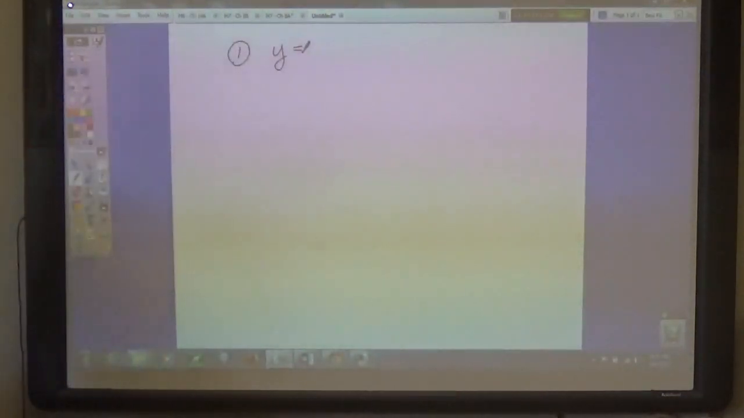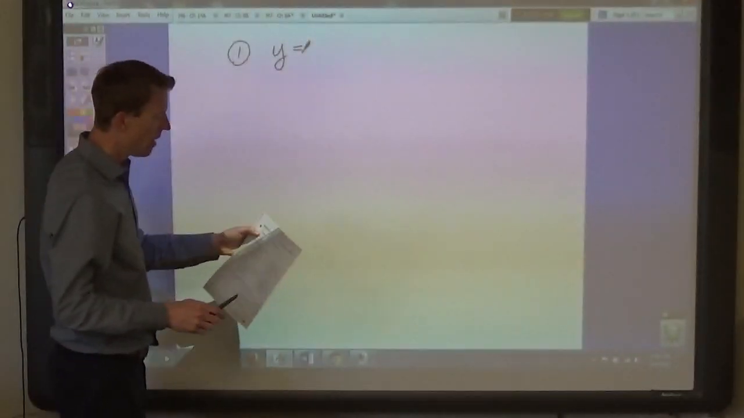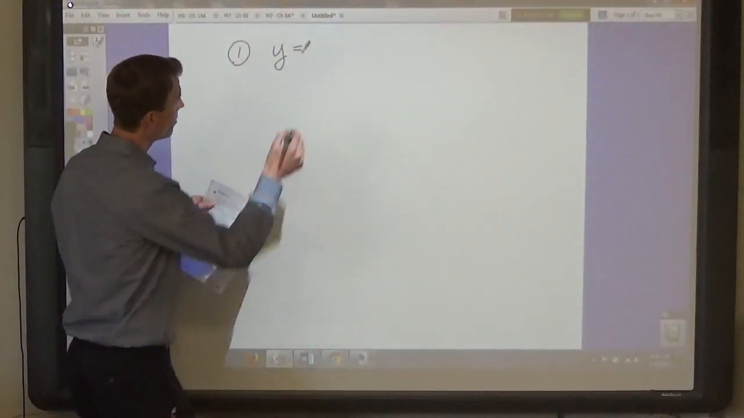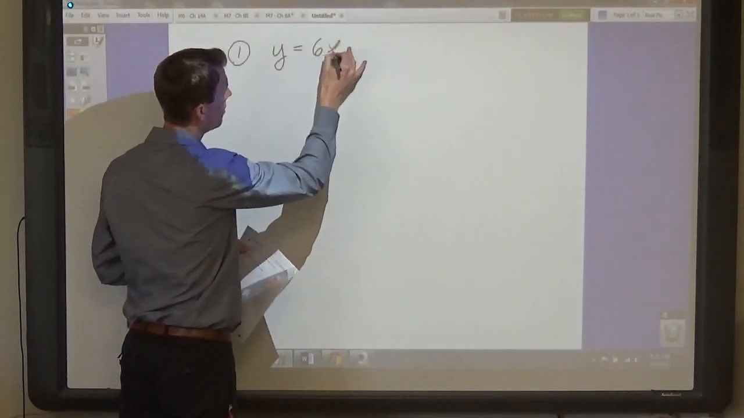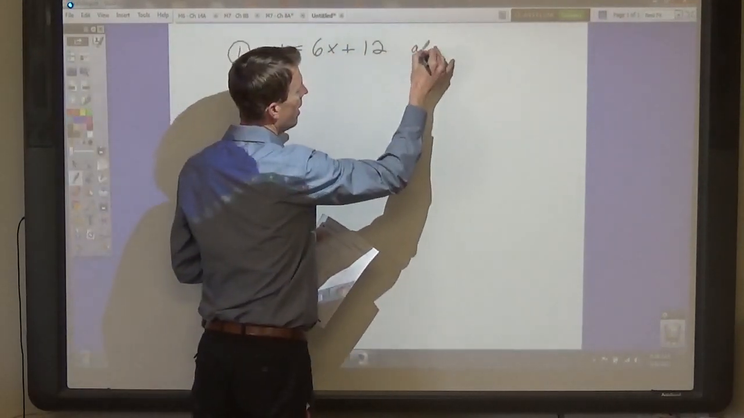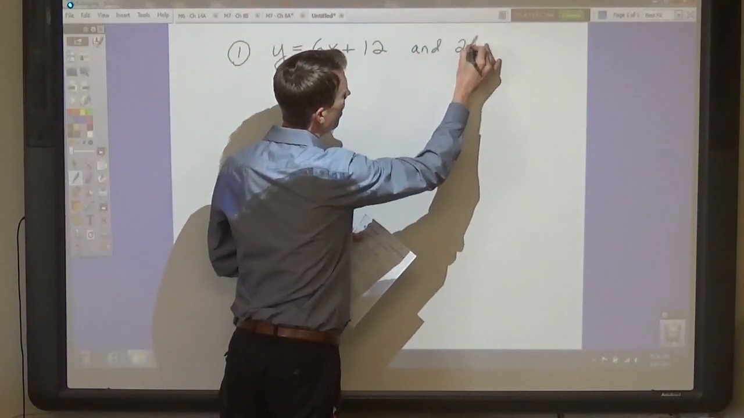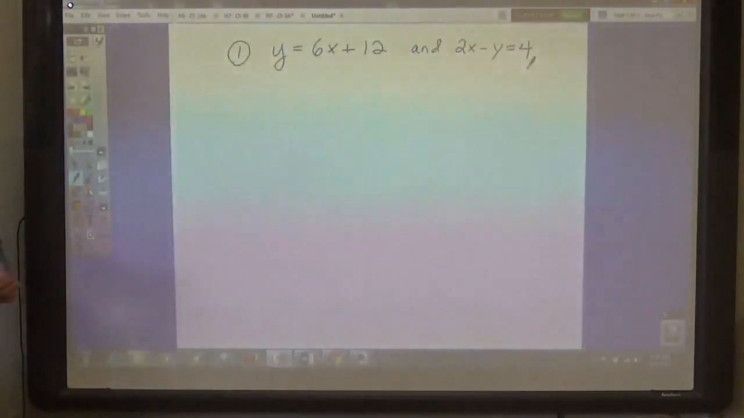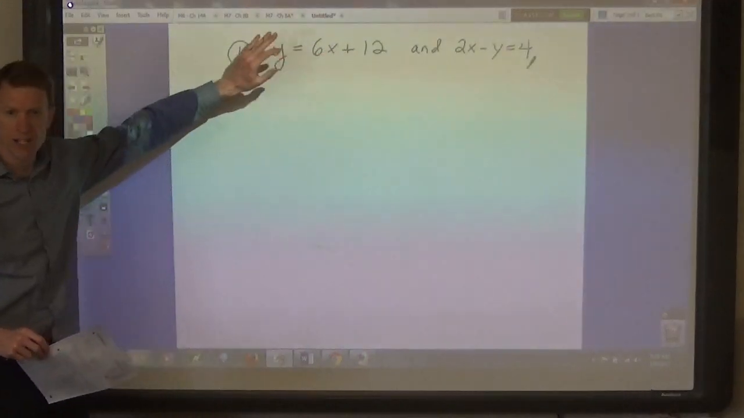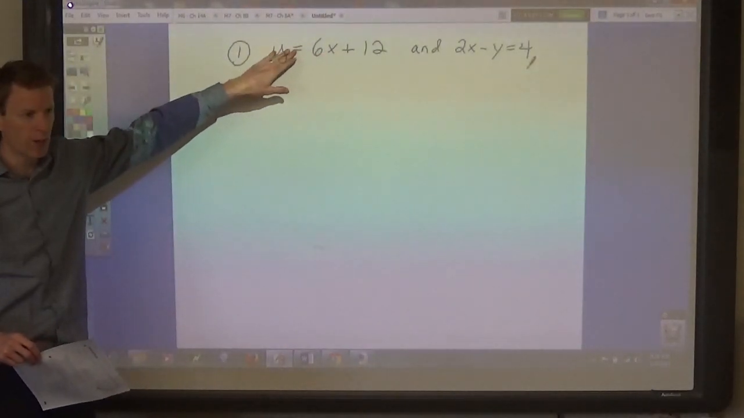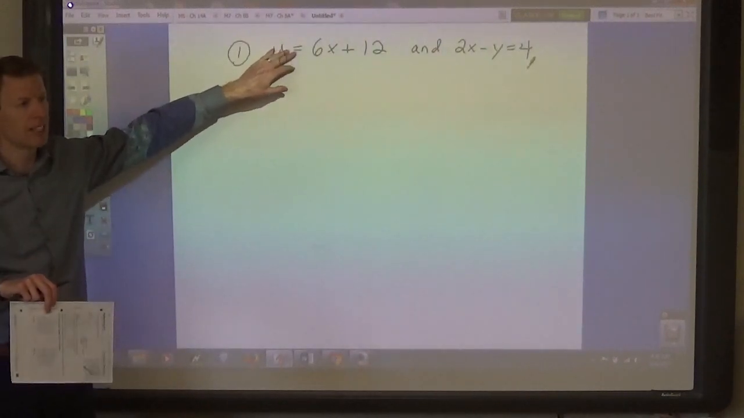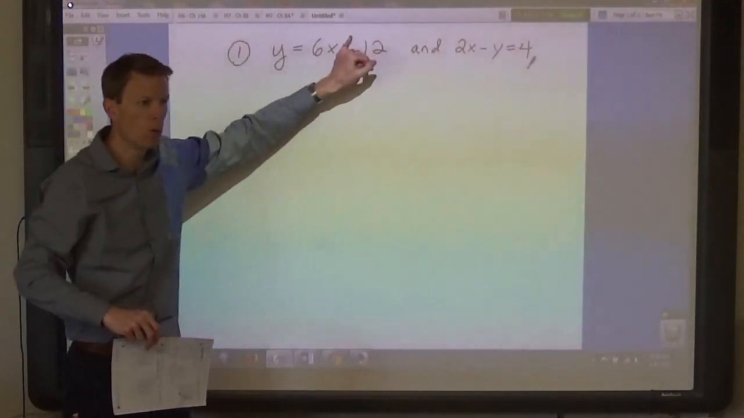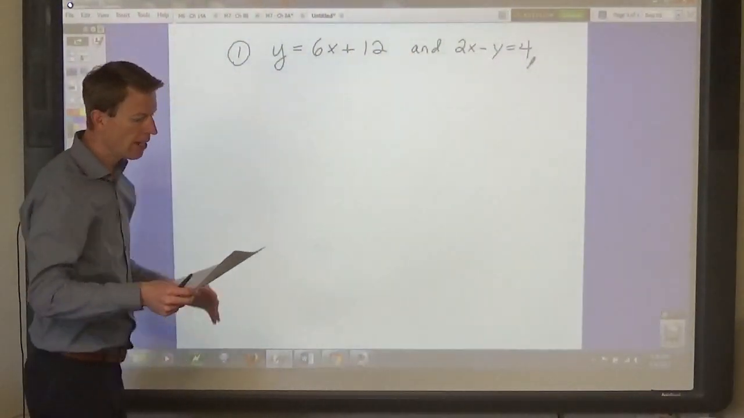All right, number one, you're given two equations. It says, is each ordered pair a solution to the given system? So let's start with these equations. Y equals 6x plus 12 and 2x minus y equals 4. All right, we have these two equations. Now, what is the name for these two equations? What is it called if you have two equations? Abby? A system. So that word system is referring to two or more equations.